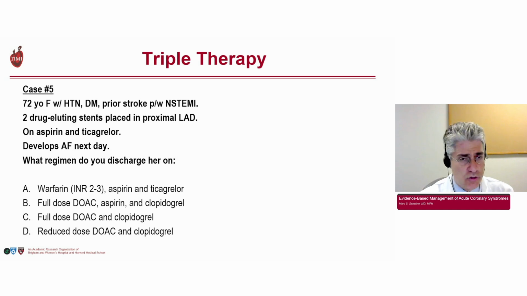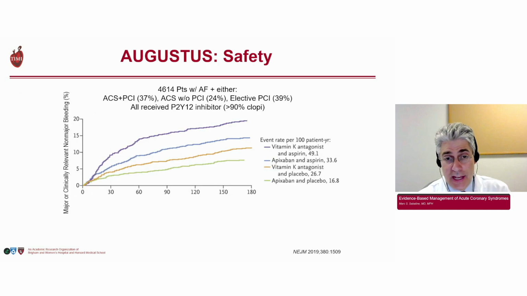These are hard cases. The triple therapy puts patients at high risk. For that reason, I would say the most common answer would be full-dose DOAC and clopidogrel. We know that the DOACs cause less bleeding than warfarin, so the warfarin answer for sure is wrong. Of the DOAC options, for reduced dose there's really no data to show that you have protection from ischemic events with that, so option D isn't a good one. And so that leaves B and C. And the difference between them is dropping the aspirin or not.